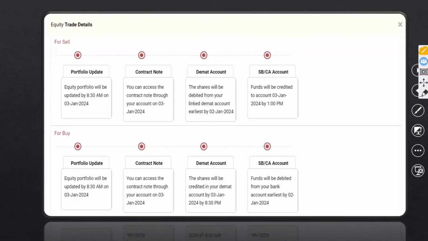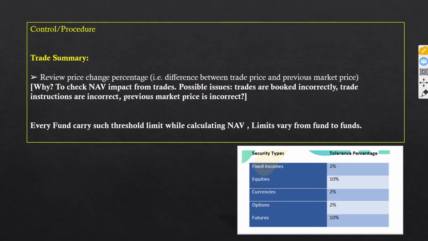So we have discussed all of this, the details of the buy and sell process flow, we have already discussed. Then the control procedure is also important. You can review the price change percentage once the trade is booked, and make sure that you have checked it.